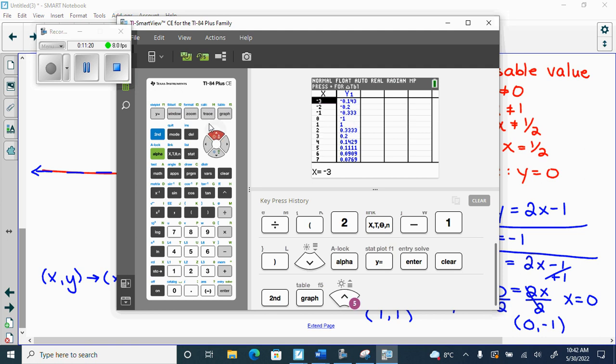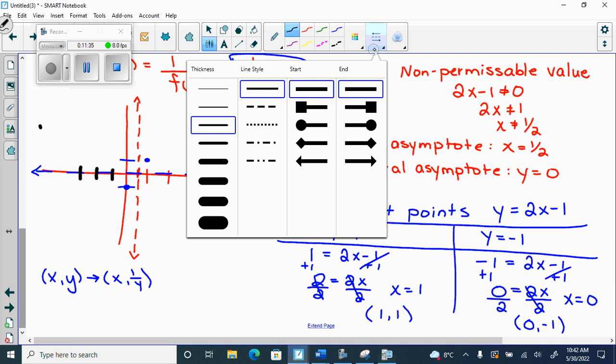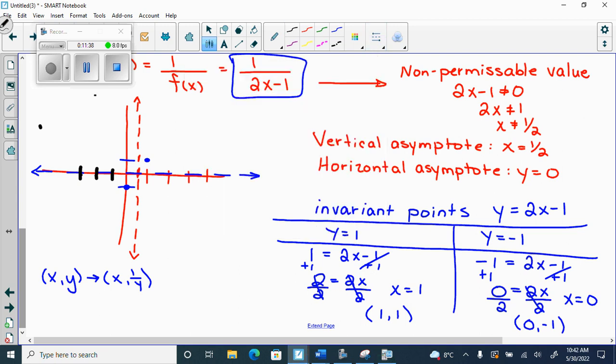So I'm going to start at -3. -3 and -0.143. That's really close to the x-axis. We agree? So I'm going to go sketch it. -3 and -0.143, so it's like here.